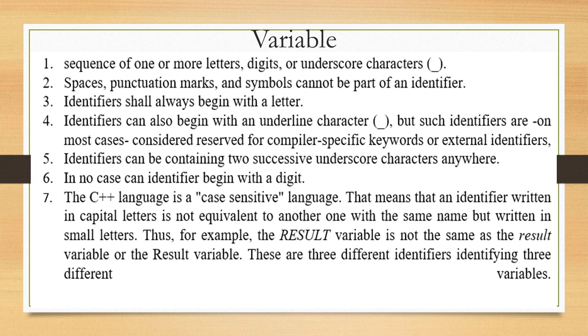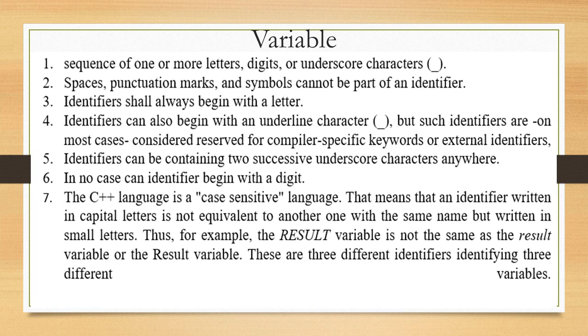Then the fifth one: identifiers can contain underscore characters anywhere. You can have an underscore before a variable name or before an identifier, or in the middle or anywhere, as long as there is no space in between. That underscore character can be anywhere within the name of the variable or the identifier. Then the sixth one: in no case can an identifier begin with a digit. You cannot start an identifier with a number.